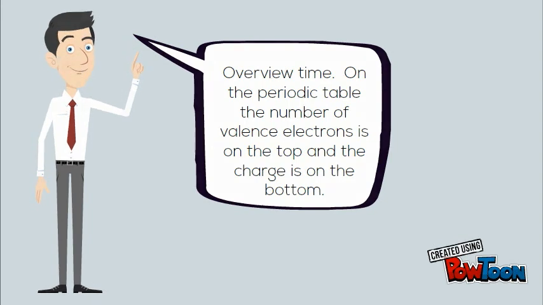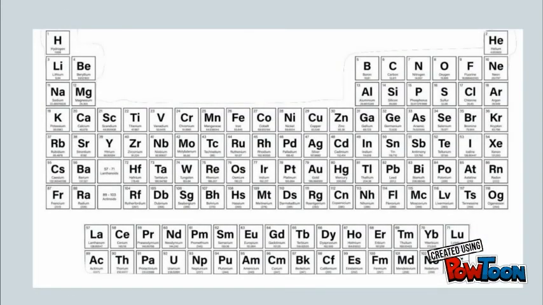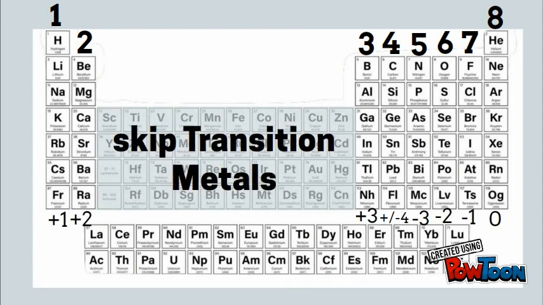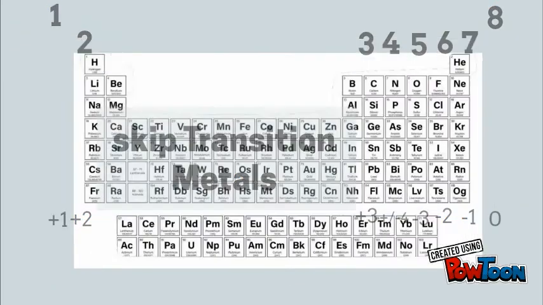So on the periodic table, the number of valence electrons is on the top, and the charge is on the bottom. So as we've talked about, we have 1 through 8, and we skip the transition metals. And then the charges on the bottom correspond to those valence electrons.